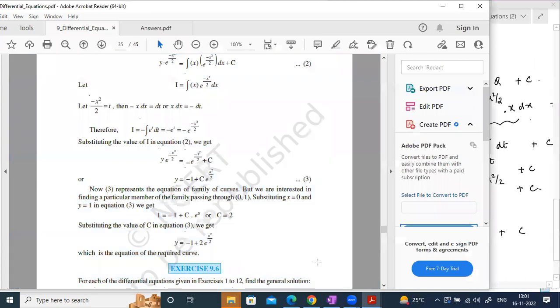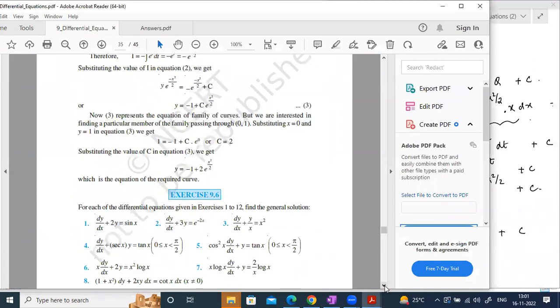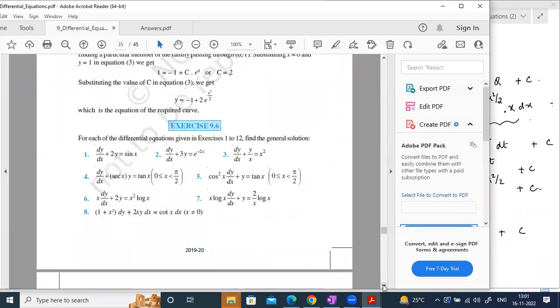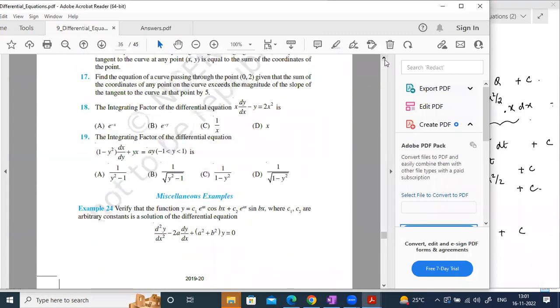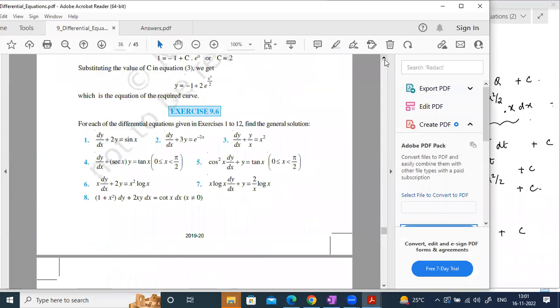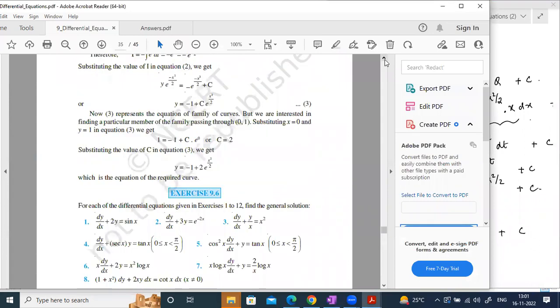Okay, the next is the exercise. So hopefully in the next class, we should be able to finish this exercise. And then we will come to the miscellaneous questions. Will you get time to do some homework? Okay, sir. I'll do at least 5-6 problems from the beginning.